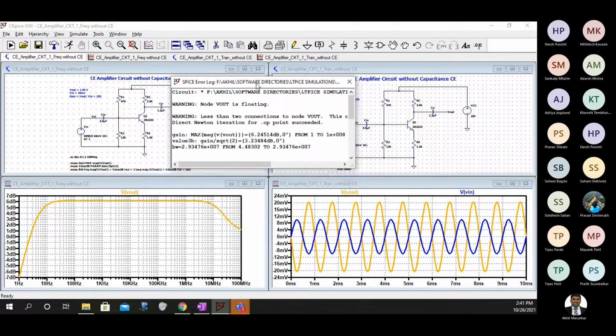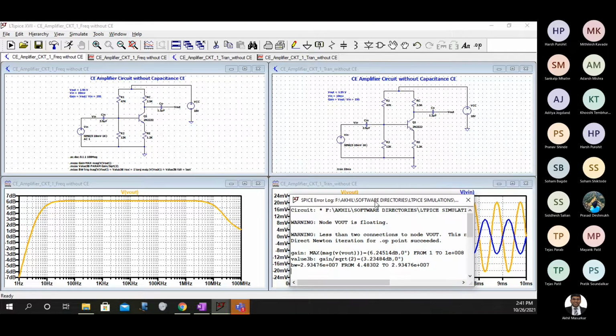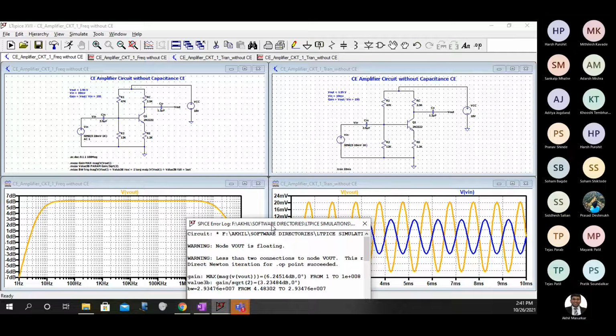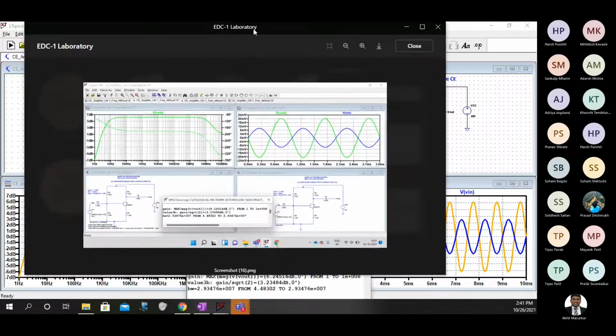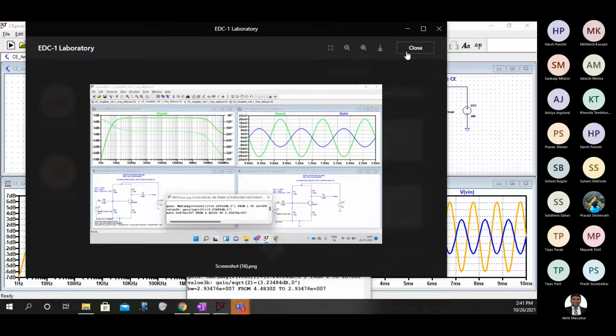So show me something like this. Okay, Mithilesh, good. You could do this. Well, others also have to do this. It's just a matter of saving the same file and removing the capacitor. That's it.